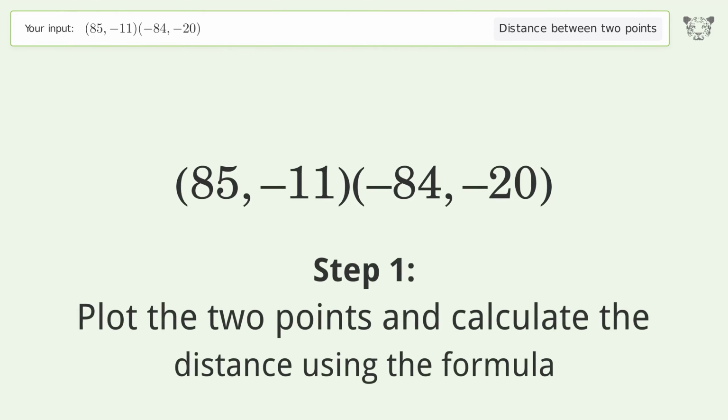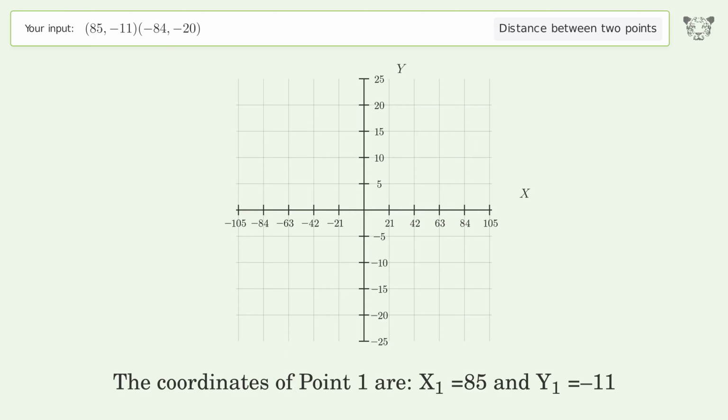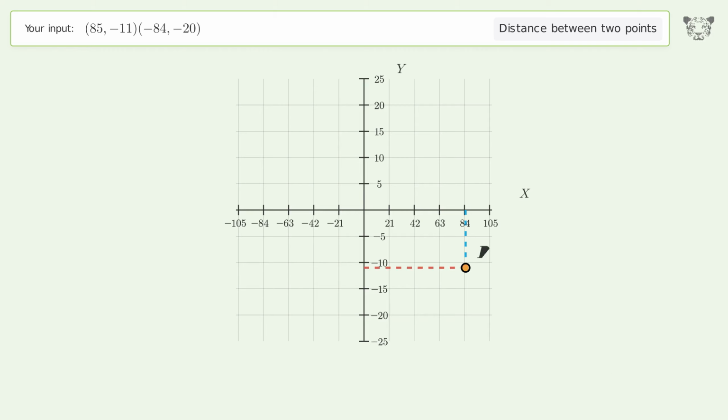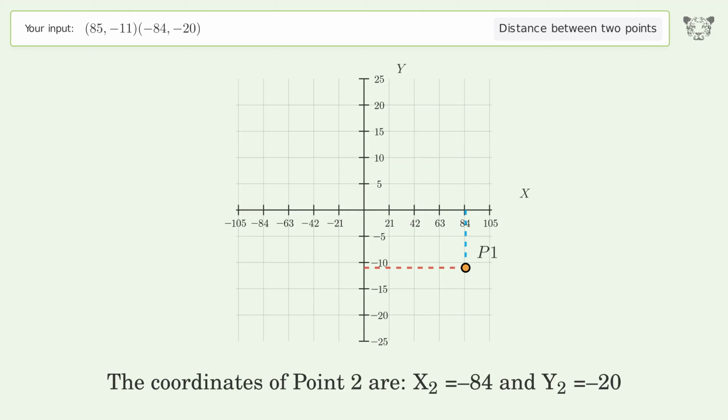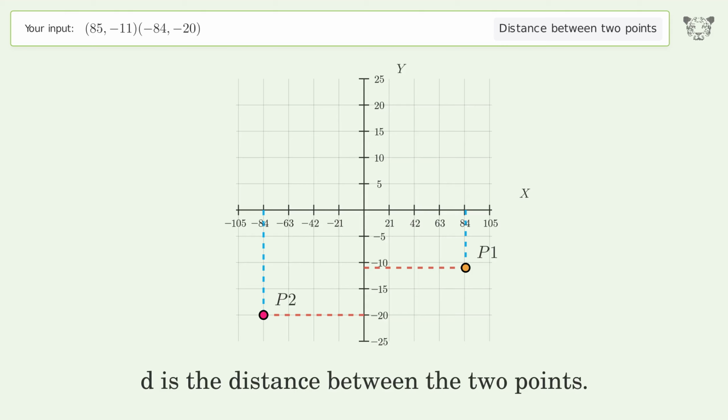Plot the 2 points and calculate the distance using the formula. The coordinates of point 1 are, x1 equals 85 and y1 equals -11. The coordinates of point 2 are, x2 equals -84 and y2 equals -20. D is the distance between the 2 points.